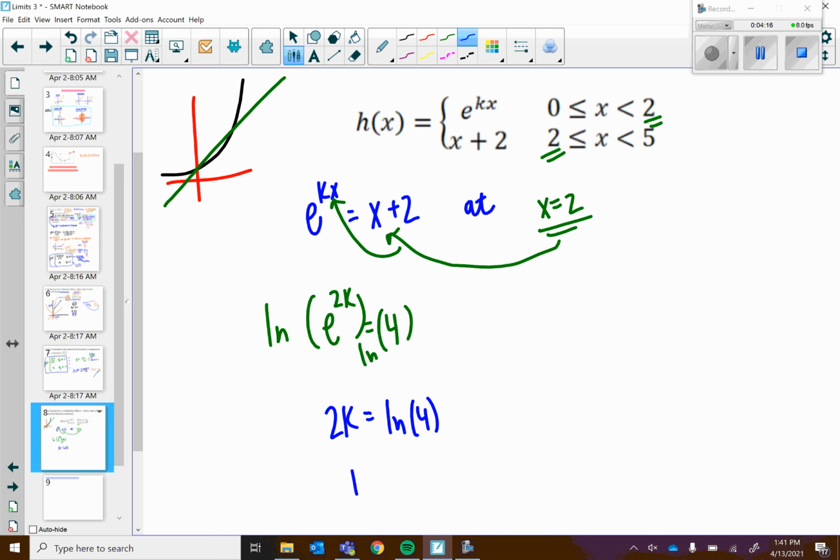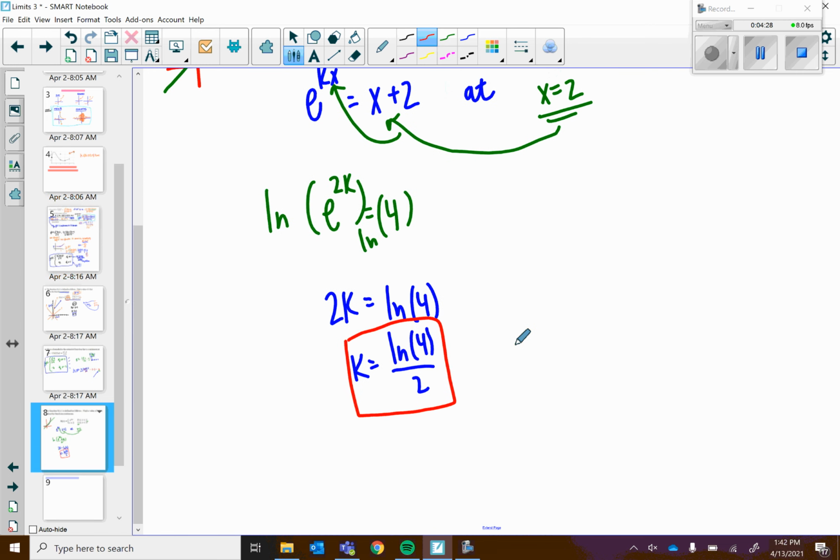Now I can solve for k. Natural log of 4 divided by 2. And while this is a 100% correct answer, we could do a little bit more, and I'm going to just show you because why the heck not? k is equal to, I'm going to make it 1/2 natural log of 4. All I did was change that divided by 2 to be a coefficient.